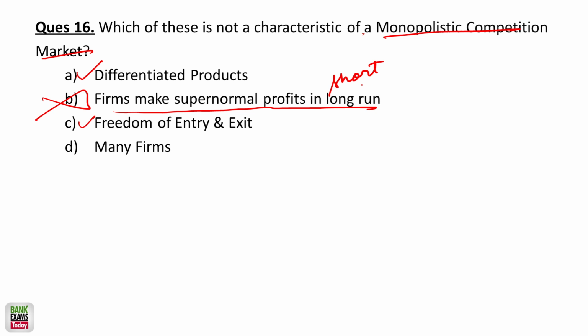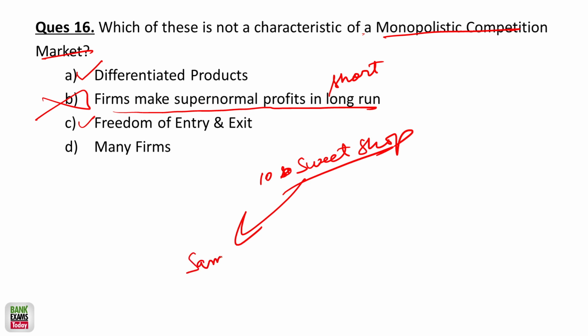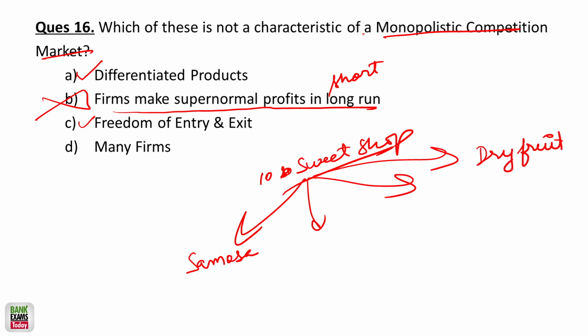let's take an example. There are, let's say, 10 sweet shops, right? They sell samosas, right? I'm not a big fan of samosas, but they sell samosas, right? But there is one player who is selling some different sort of samosa. He is using dry fruit. He is selling a dry fruit samosa, and he's selling really well. He's making supernormal profit.